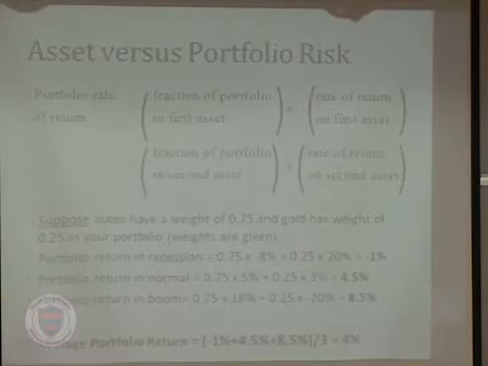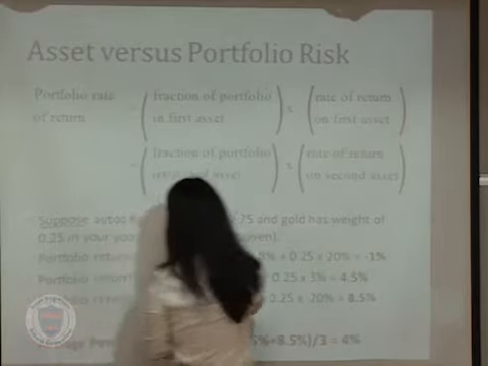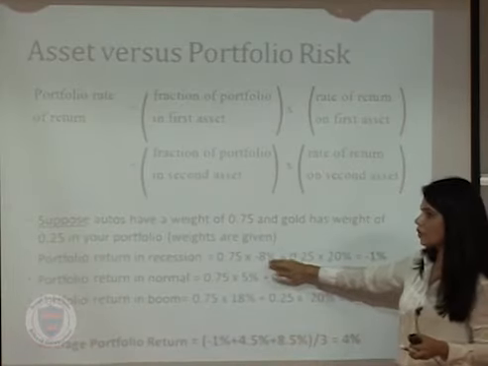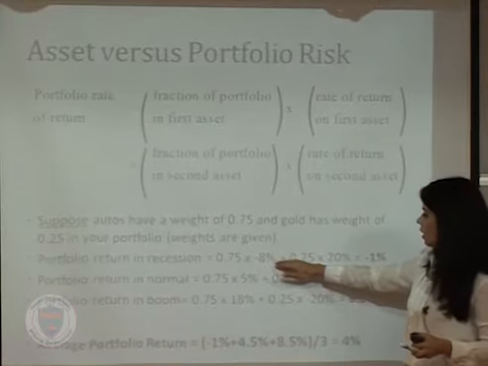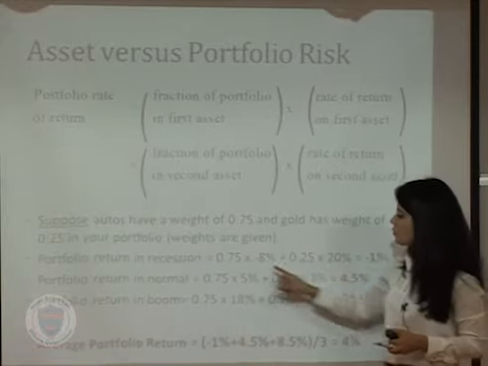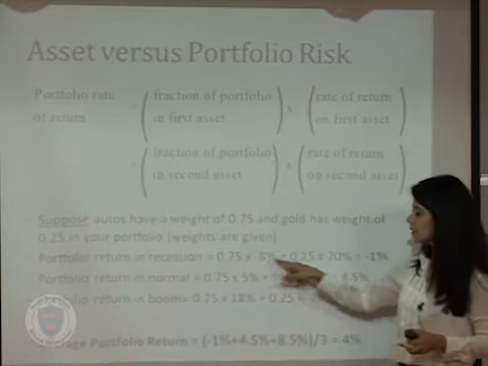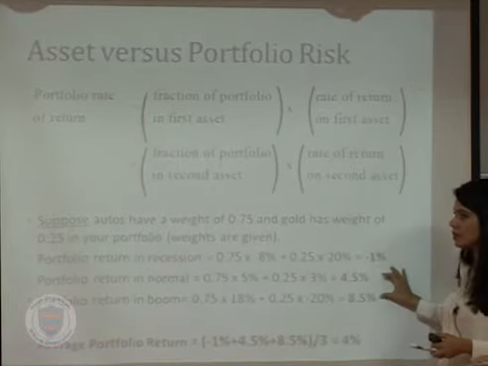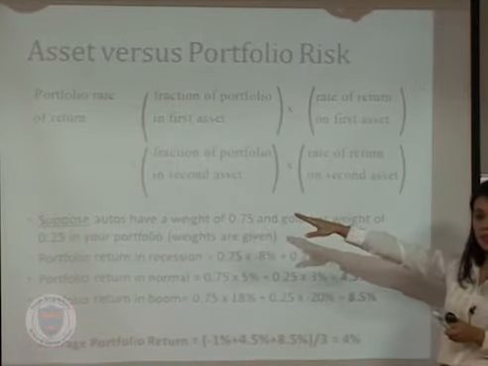So in the recession time, you lose 8% from automobile, and you're going to win 20% from gold. If you multiply each weight with the returns, you're going to get the portfolio returns in each time. The idea is exactly the same as what we did.